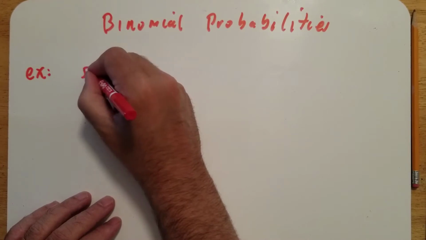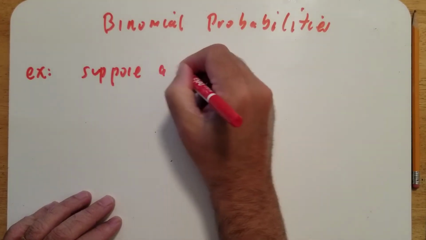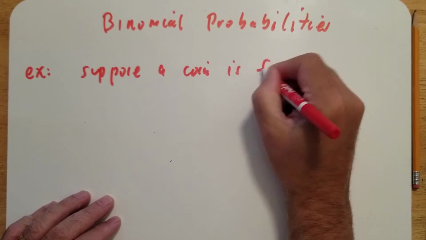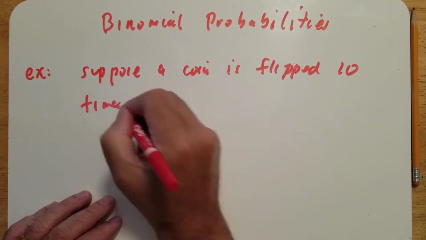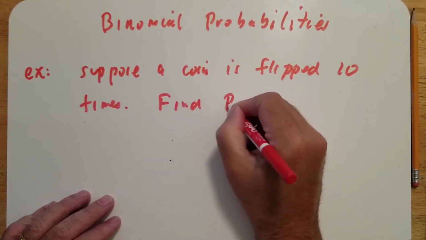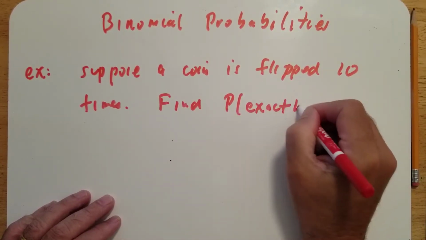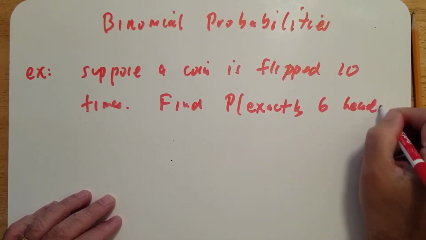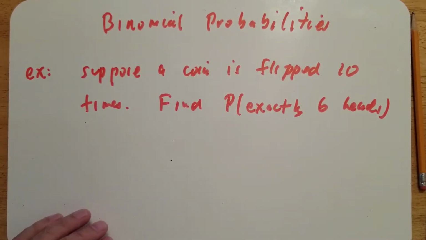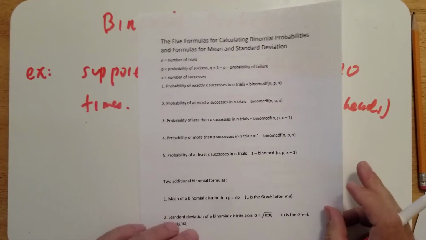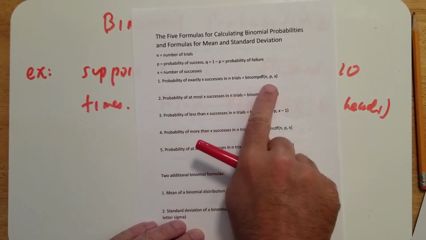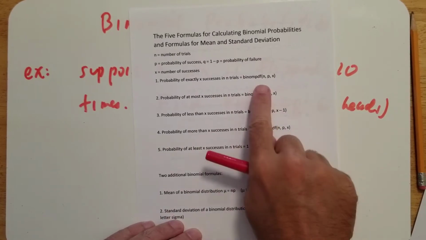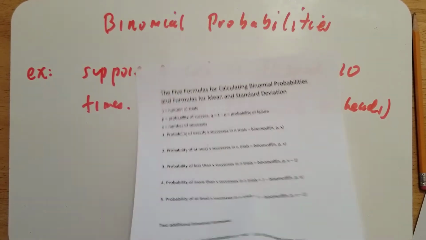So suppose a coin is flipped 10 times. Find the probability of exactly 6 heads. Okay, now we're going to use the calculator, and I made up a chart for these questions. And so the first thing on this is probability of exactly X successes in N trials is binom PDF NPX.